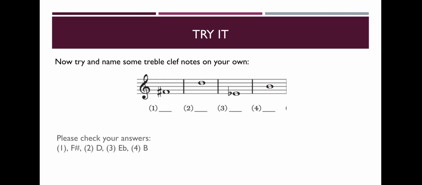We got number 1, it should be F sharp. Number 2 is D. Number 3 is E flat. Okay, we've got G here on the line. We step down to F to E. There's E flat. There's a flat there, so we want to use that in the name. And 4 is B.